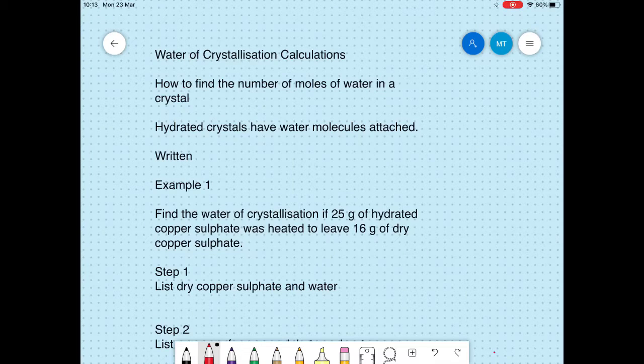Hi, this video shows you how to do the calculation for the water of crystallization. If you need to see the practical one, I put a practical one up that you need to look at. So what we're looking for is the number of moles of water in a crystal.